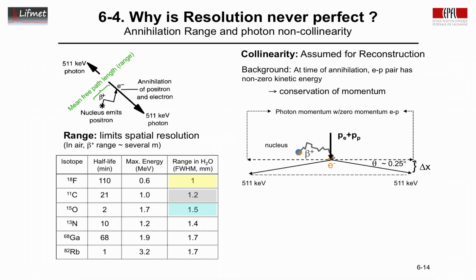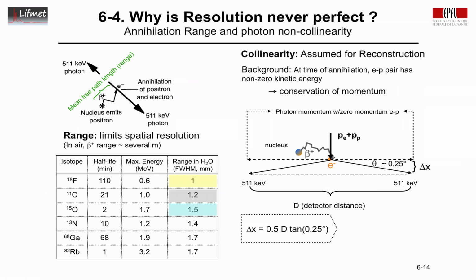So we'll take the distance delta x here. We'll say we have a detector distance between the two detectors of big D. And so we can calculate the deviation of where we detect the photon pair relative to the true location: it is 0.5 D times tangent of 0.25 degrees.